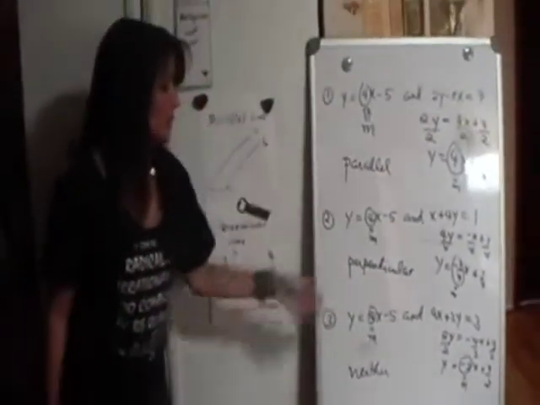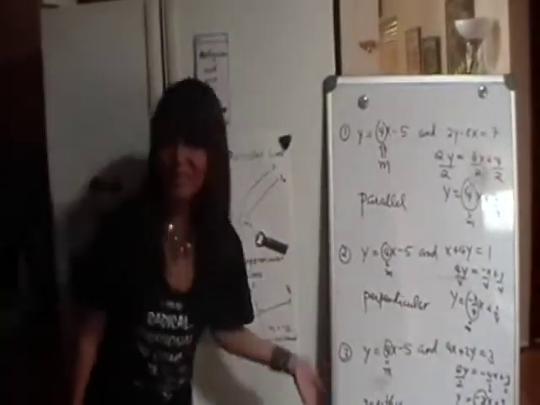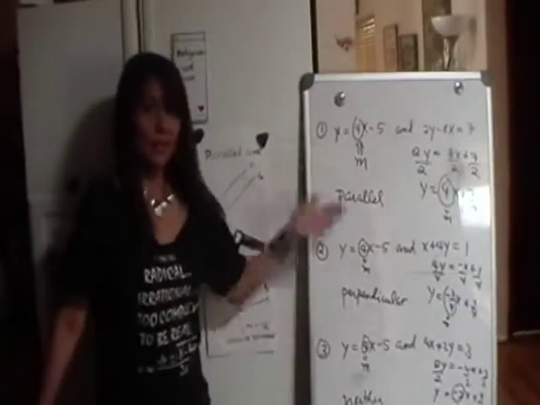So that's how you can use slopes to decide whether two lines are parallel, perpendicular, or neither of the two cases.